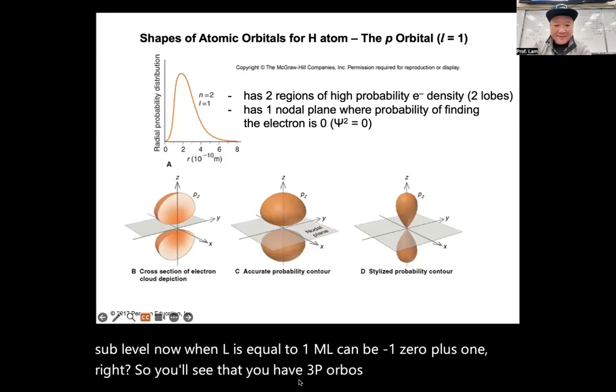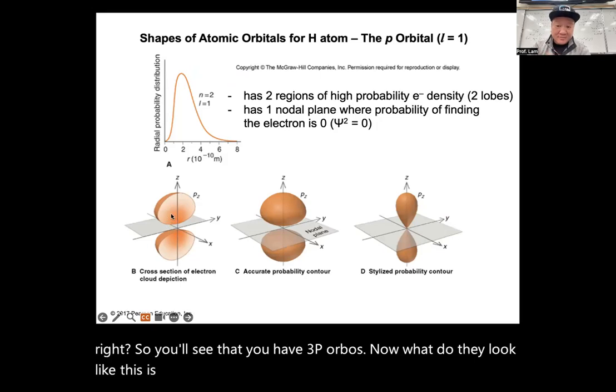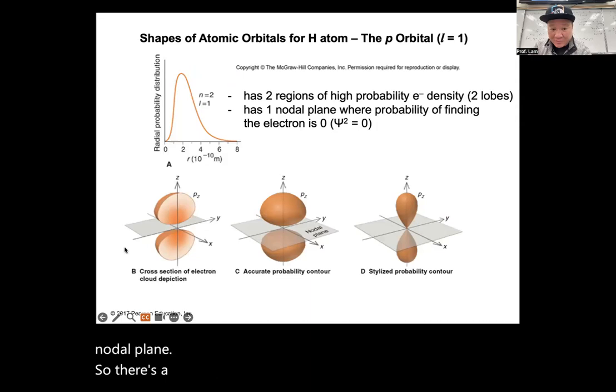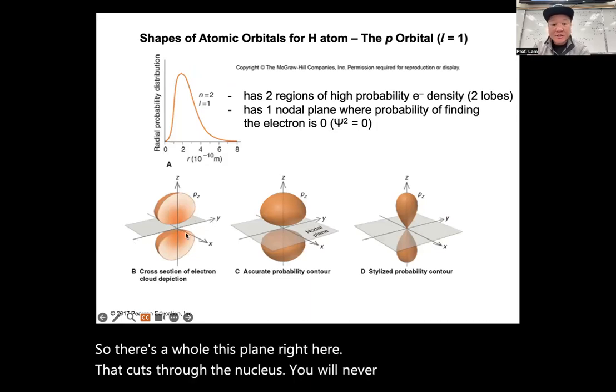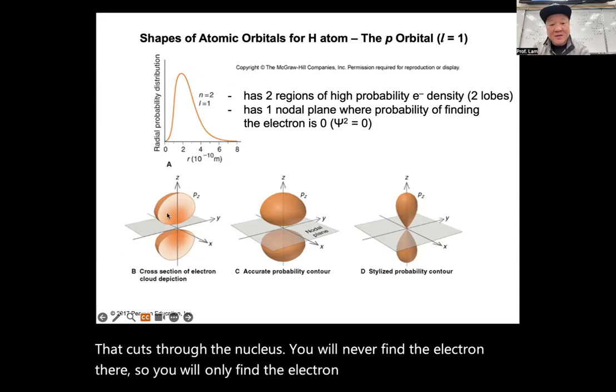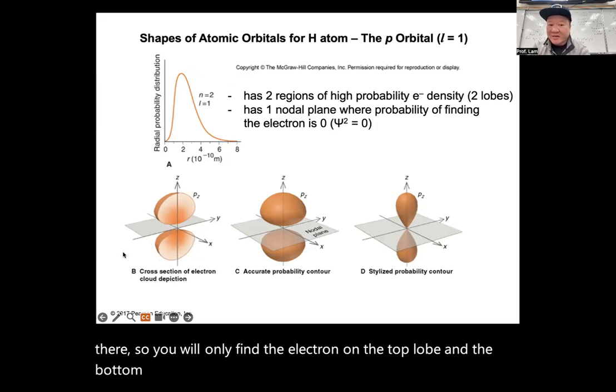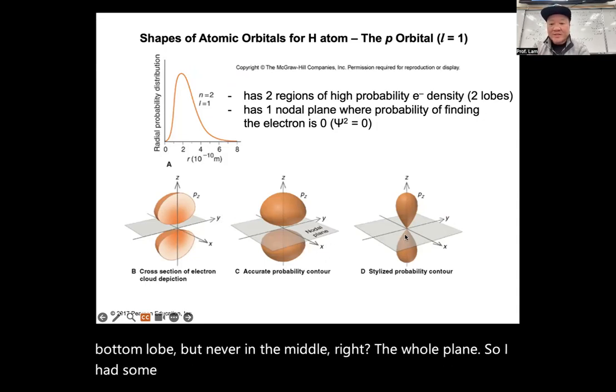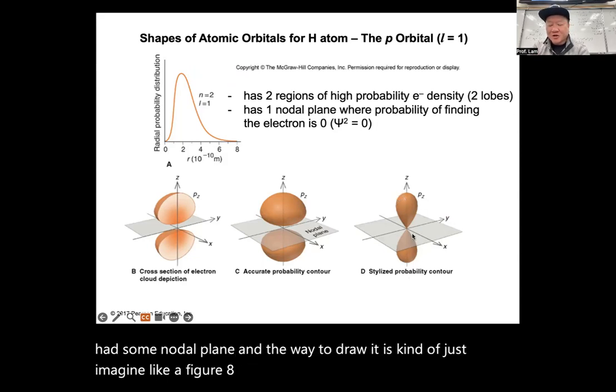Now, what do they look like? This is actually what they look like on the computer. So you see that instead of having a node, the p orbital has a whole nodal plane. So there's a whole plane right here that cuts through the nucleus, and you will never find the electron there. So you only find the electron on the top lobe and the bottom lobe, but never in the middle, right? The whole plane. So it has a nodal plane, and the way to draw it is just imagine a figure 8, right? So I'll show you guys how to draw these orbitals later on the board.